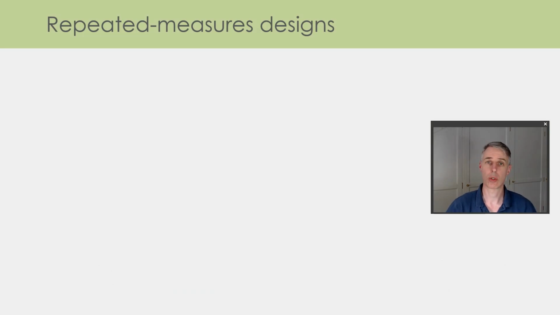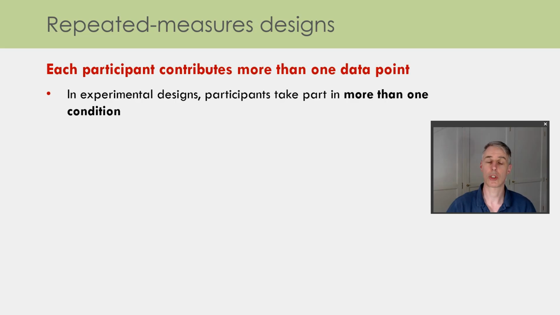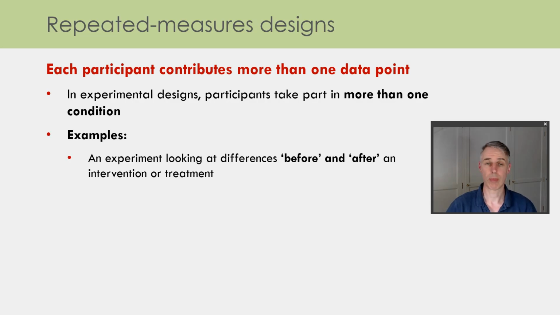But first of all, I just want to refresh your memory a little bit more generally on what repeated measures designs actually mean. So, broadly speaking, in the broadest terms, they are designs in which participants contribute more than one data point. So, for example, in an experimental design, participants take part in more than one condition. So, actually, repeated measures designs incorporate quite a variety of different research methods and designs and approaches and are applicable to many different types of research question.